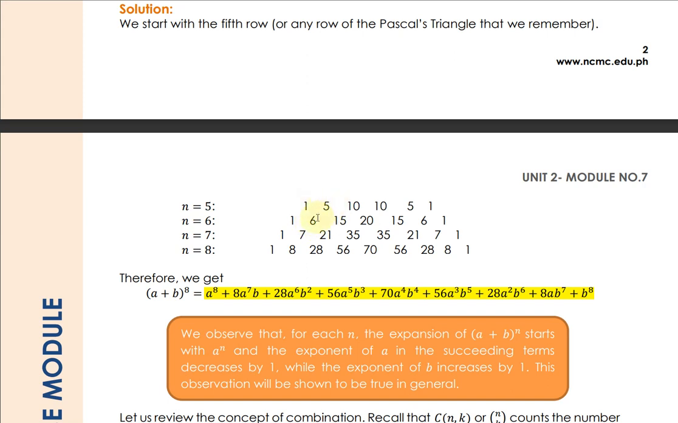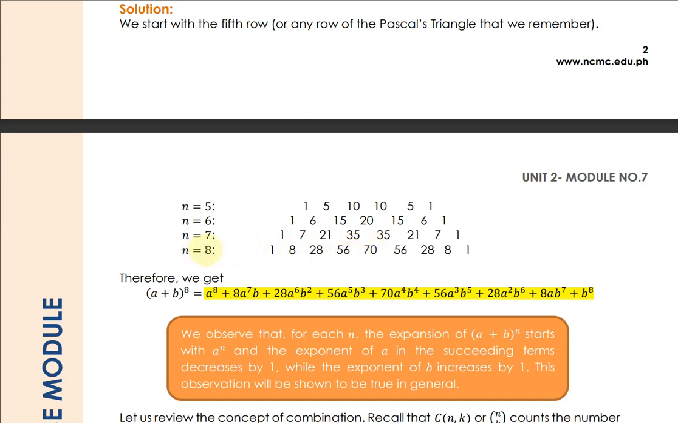So 1 plus 5 is 6, 5 plus 10 is 15. So that is for the 6th power. So this is for the 7th power, and this is for our 8th power. So this will be our coefficients for our terms.